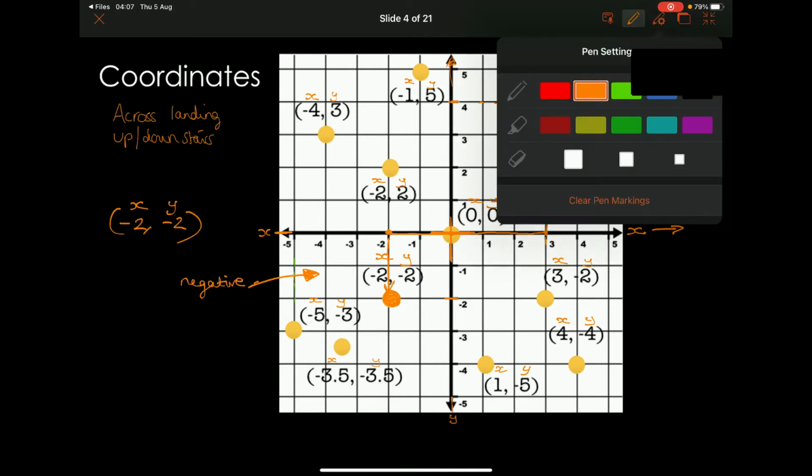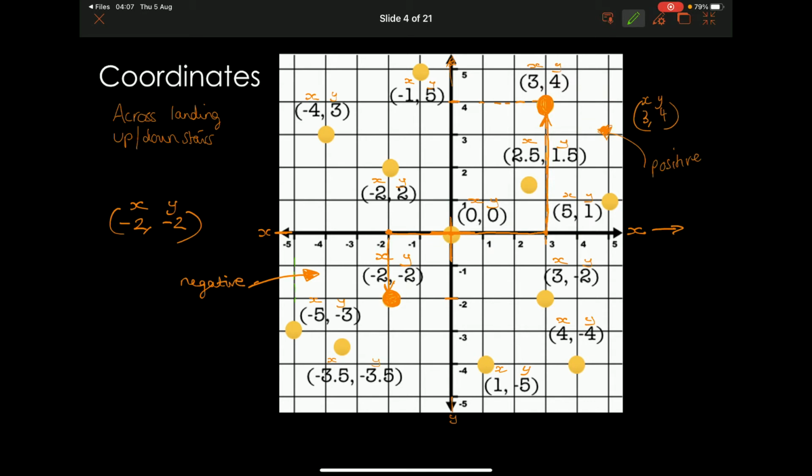Right, let's just label a couple more then. So why don't we label this one just here? Again, across the landing, so we start at 0, 0, across to -2. That means our x coordinate is -2, and up the stairs, which means y is sitting all the way up there. Y is sitting at 2. So x is -2, y is 2.